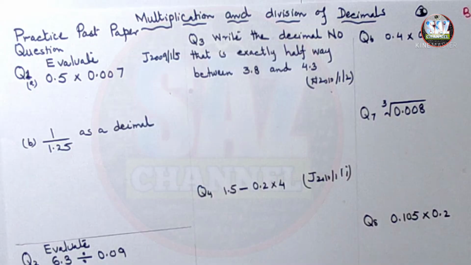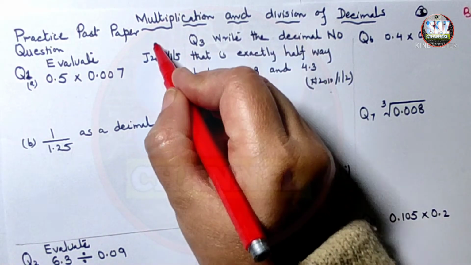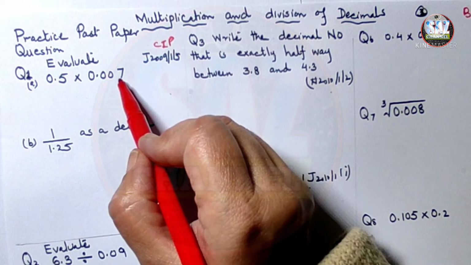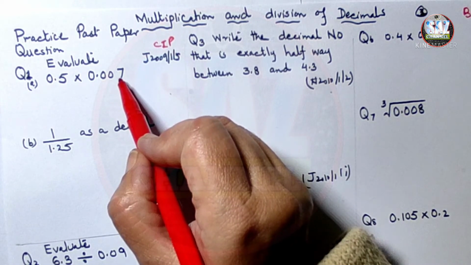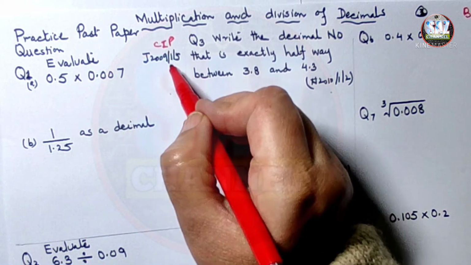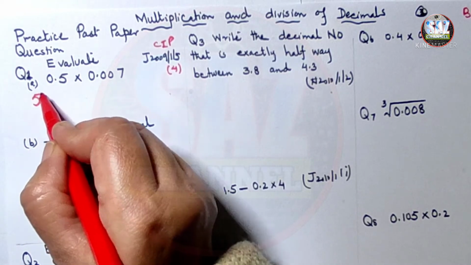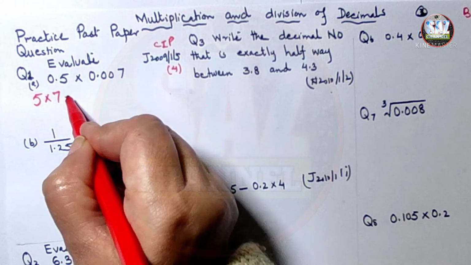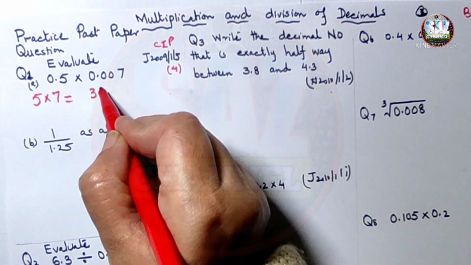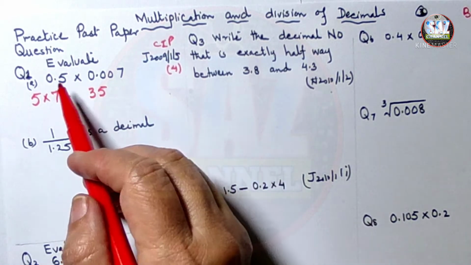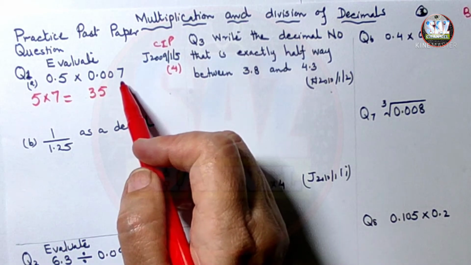Paper 1. The question says that we have to evaluate 0.5 multiplied by 0.007, and we recall the CIP rule. Count how many digits there are in the question, total digits after the decimal places: 1, 2, 3 and 4. 4 digits are there, and then I have to ignore the decimal. 5 multiplied by 7 becomes 35. But this is not the answer of my question. Why is this not the answer? Because the question is 0.5 multiplied by 0.007.